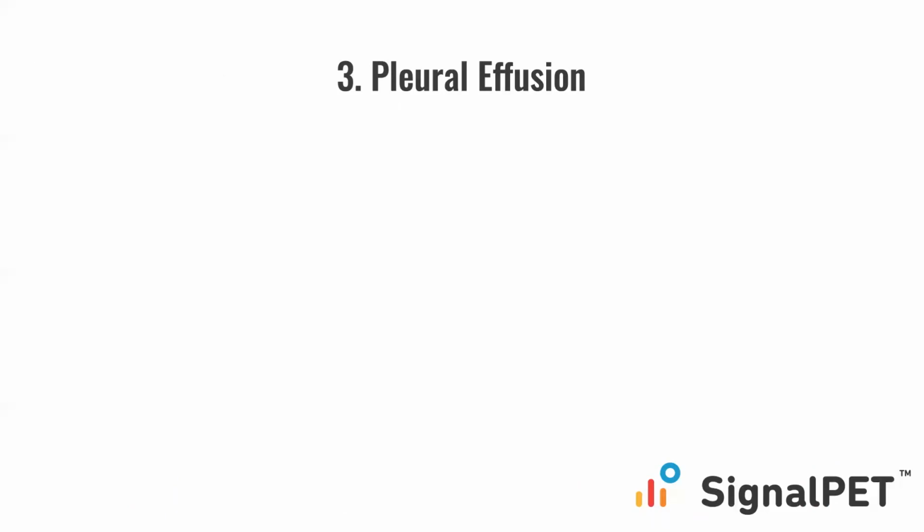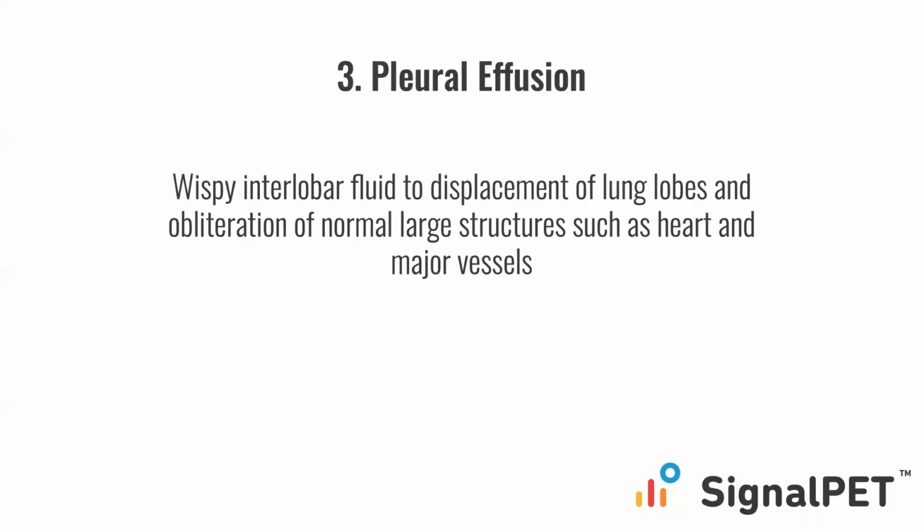A next common finding, and this actually was a little bit of a surprise. I didn't realize it was as common as it is. However, pleural effusion. And pleural effusion, no doubt, is fluid accumulation in the pleural space in between the thoracic wall and the lungs. And this fluid, in a severe case, can actually drown the lungs, so to speak. The lungs are floating in a sea of fluid. And in milder cases, you can see wispy fluid accumulation between the lung lobes.